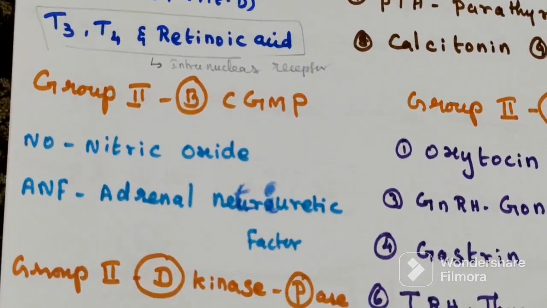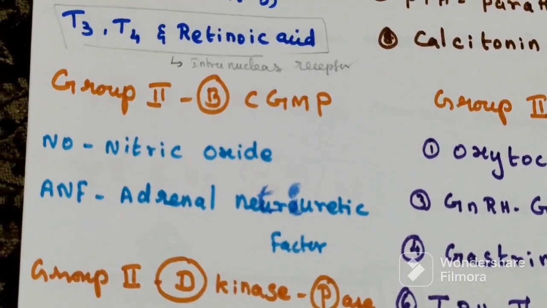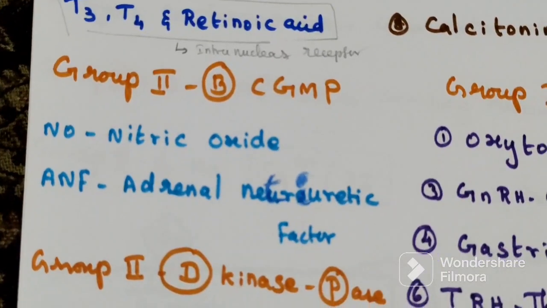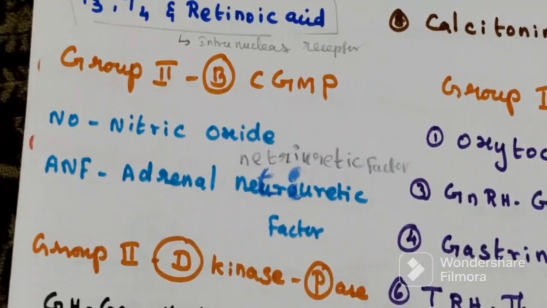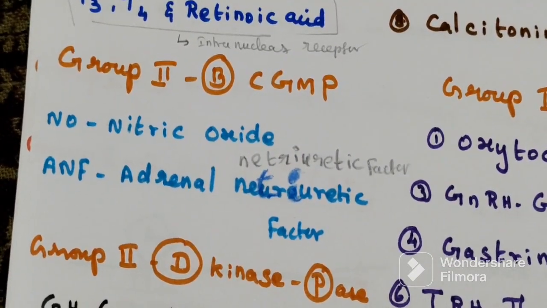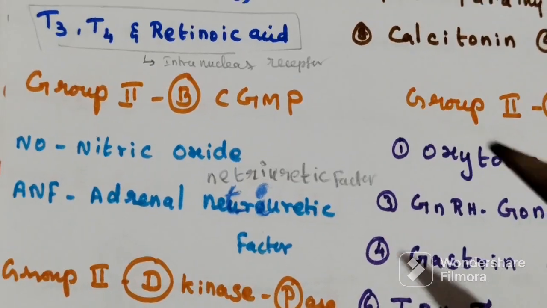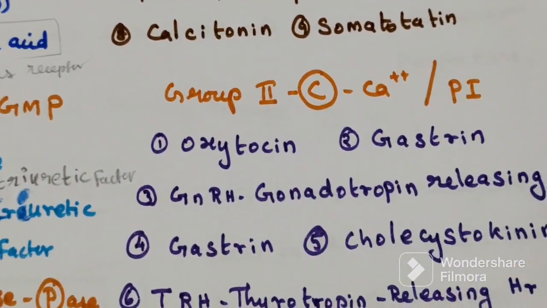Next one is group 2B. Here the secondary messenger is cyclic GMP. Two examples only: nitric oxide and ANF, atrial natriuretic factor.